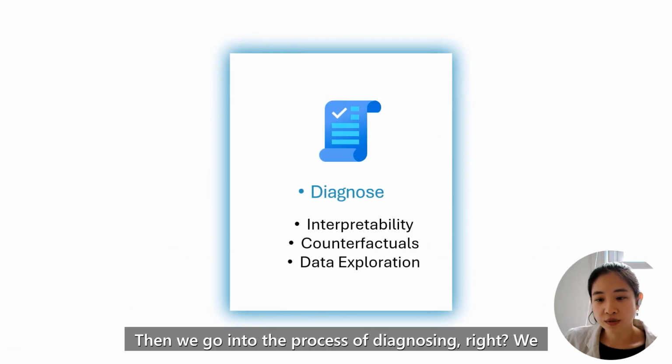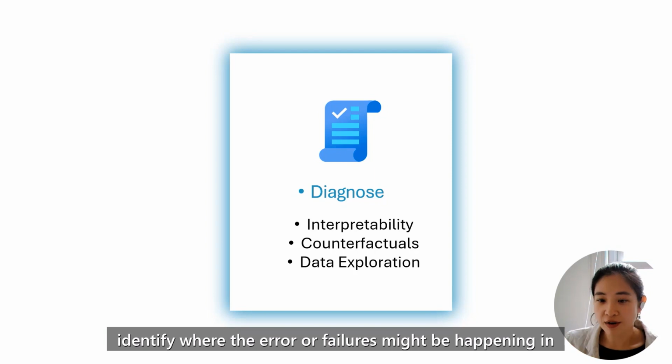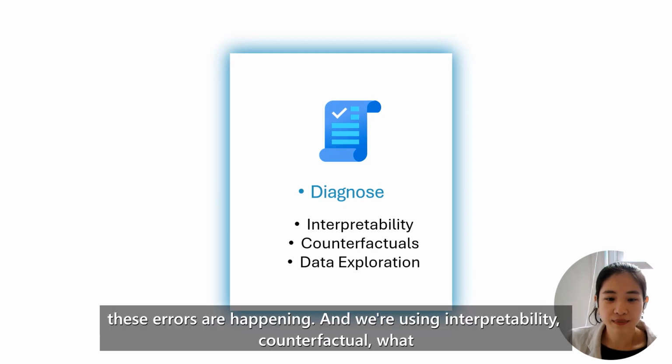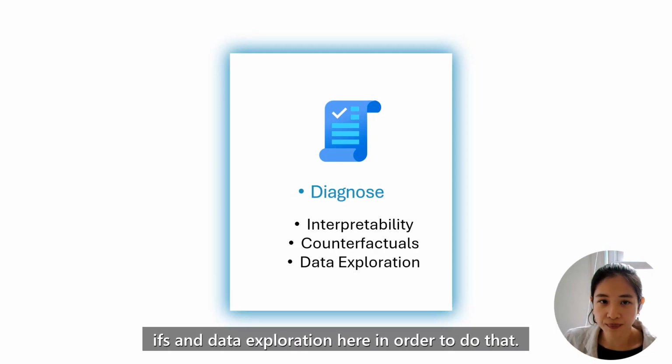Then we go into the process of diagnosing, right? We identify where the error or failures might be happening in the model. Then we want to diagnose and understand why these errors are happening. And we're using interpretability, counterfactual what-ifs, and data exploration here in order to do that.